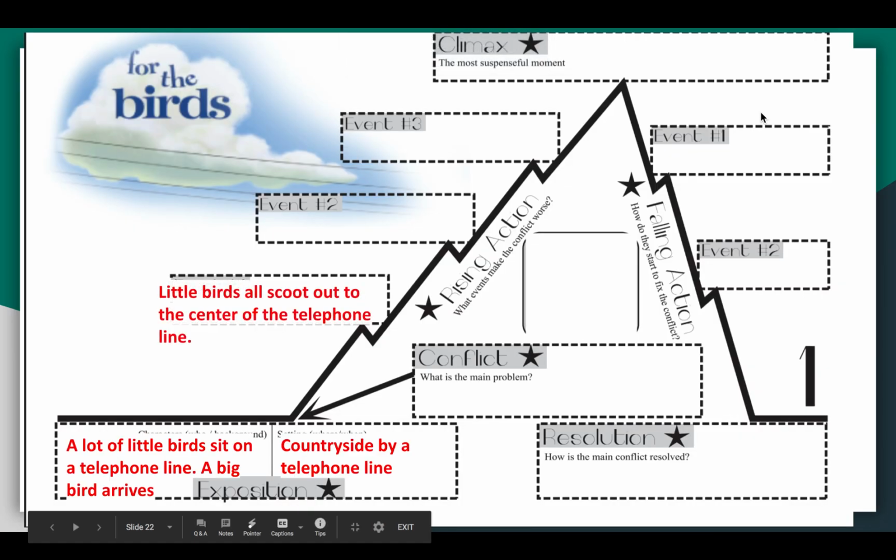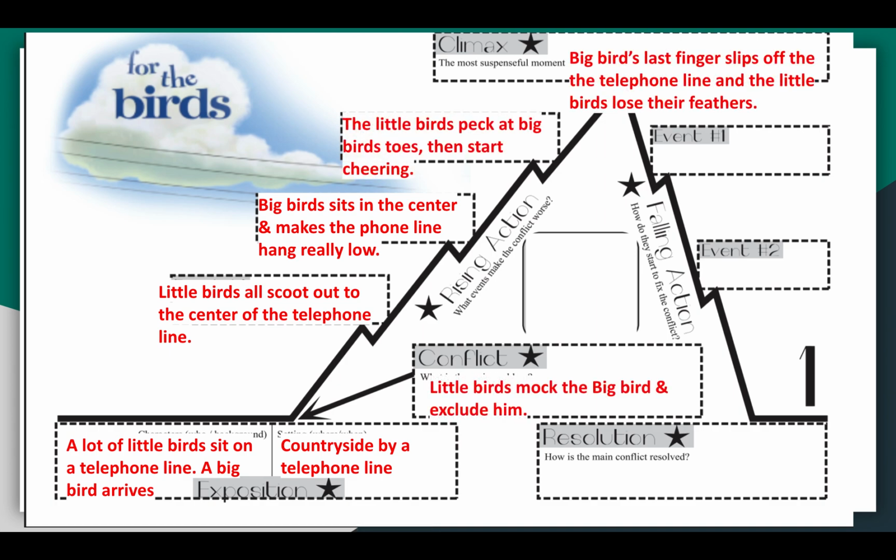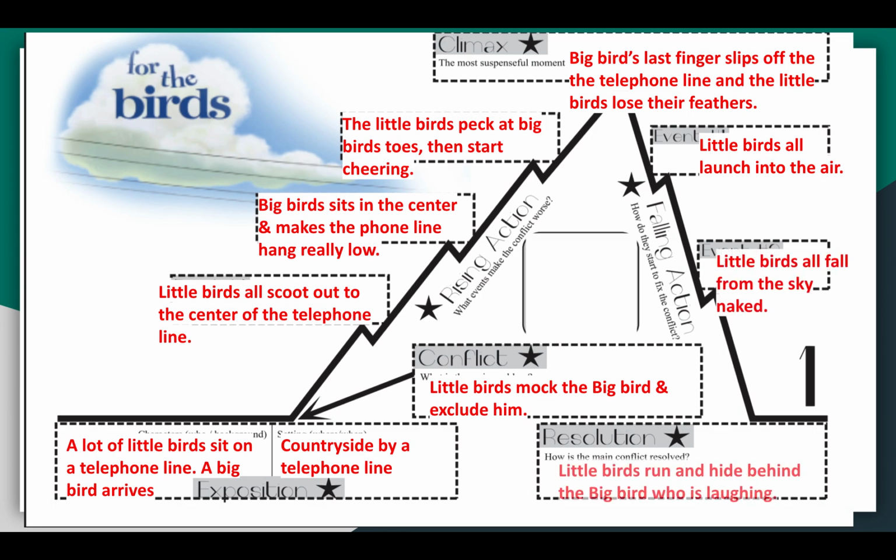So we had our exposition, event number 1, 2, and 3 for the rising action, our conflict, the climax. The big bird's last finger slips off the telephone line, and the little birds lose their feathers in the air. Poof! Then, how do they start to fix the conflict? The following action right after that, event number 1, the little birds all launch into the air. The little birds all fall from the sky naked. And our resolution, the ending, how the main conflict is resolved. Right after that, the little birds run and hide behind the big bird who is laughing. So pause and write at this time.